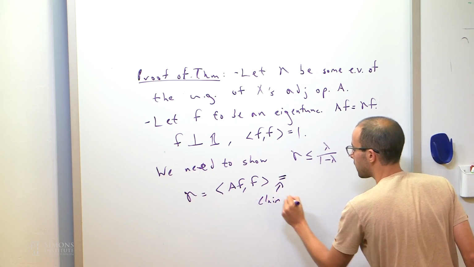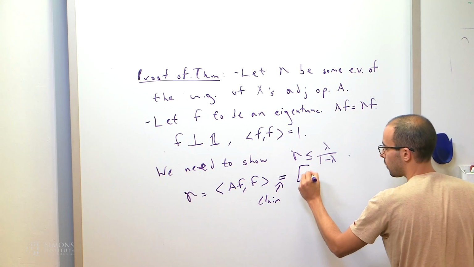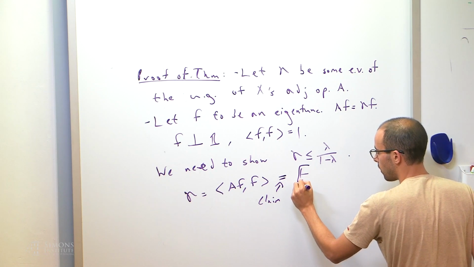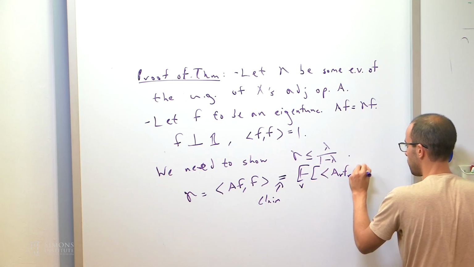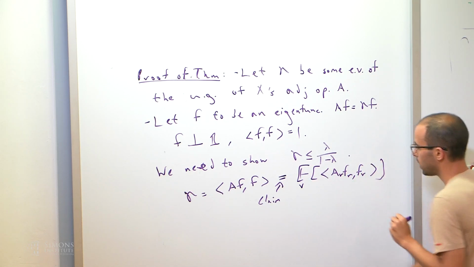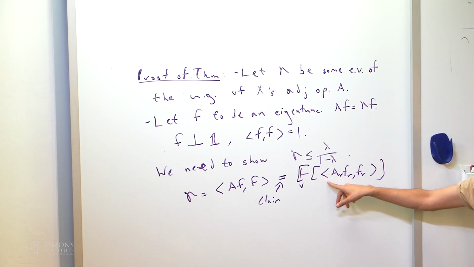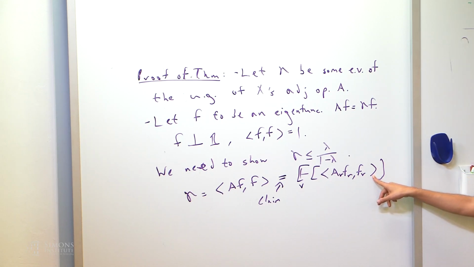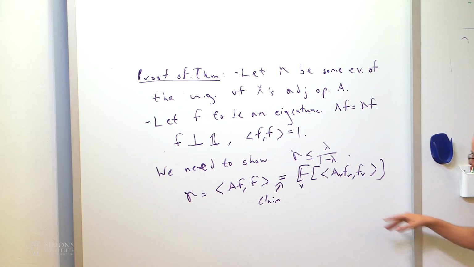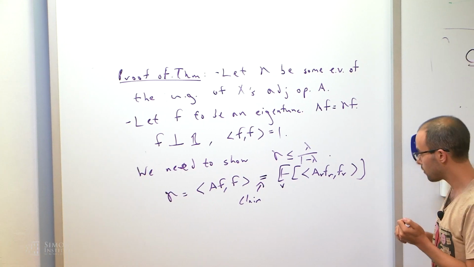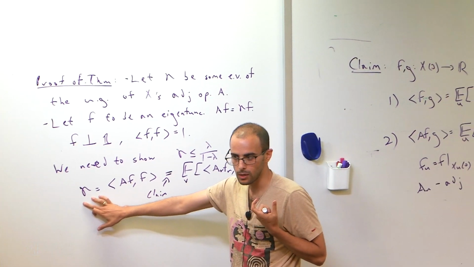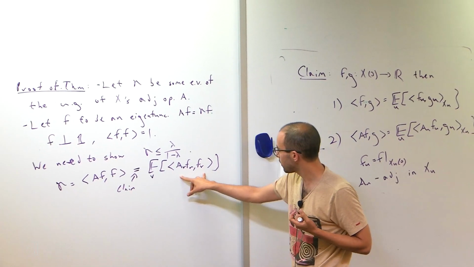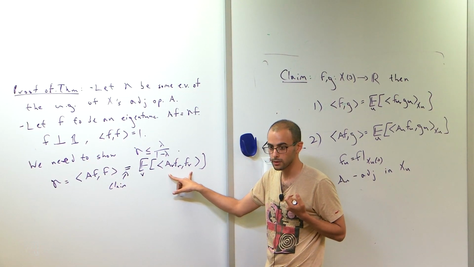And by our localization claim, this is just equal to expectation over all V of AV FV inner product with FV. And when it's clear from the context, I'm not going to write here the link of where this inner product takes place. And good. So now we have translated the question of how large this is to a question on a bunch of local operators.